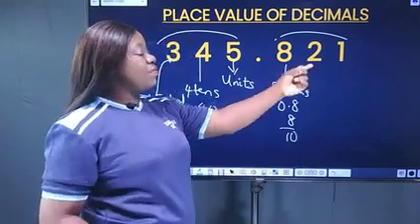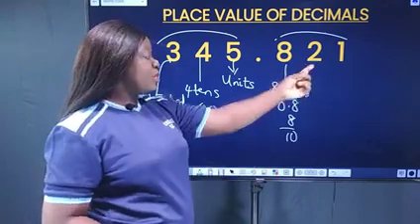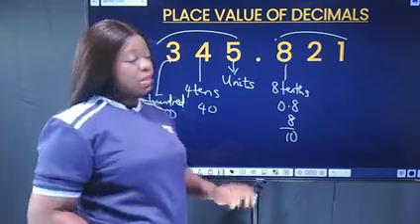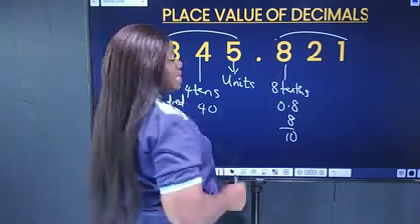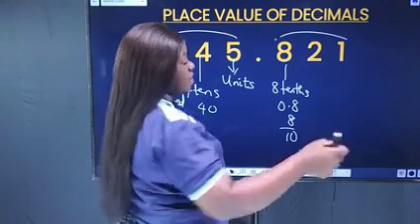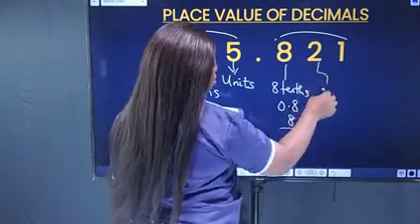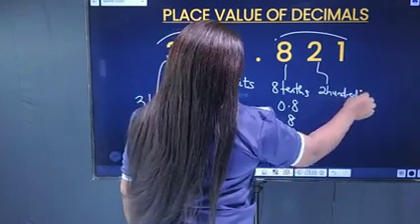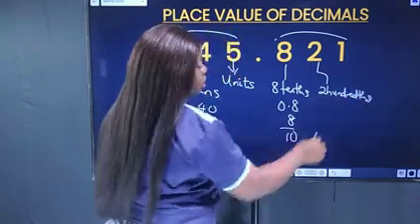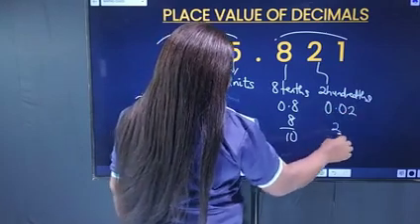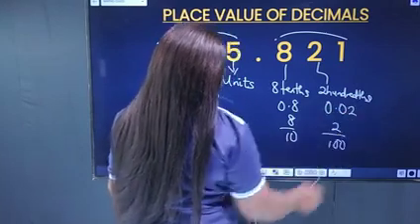The next place value for a decimal number, the second place of a decimal number, is called hundredths. So don't forget, tenths is the first place, hundredths is the second place of a decimal number. So this is known as 2 hundredths, okay? And a way to write 2 hundredths is 0.02 or 2 over 100.